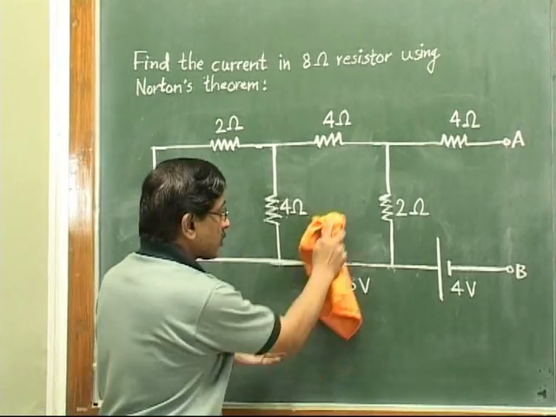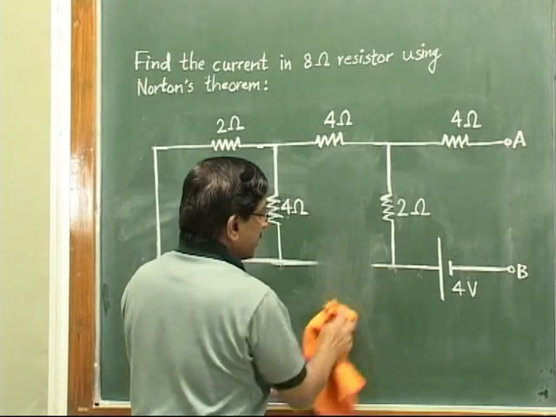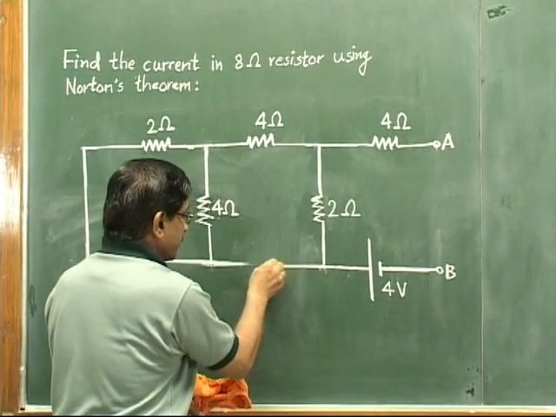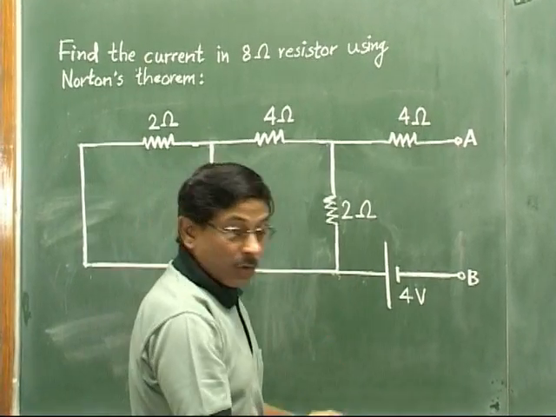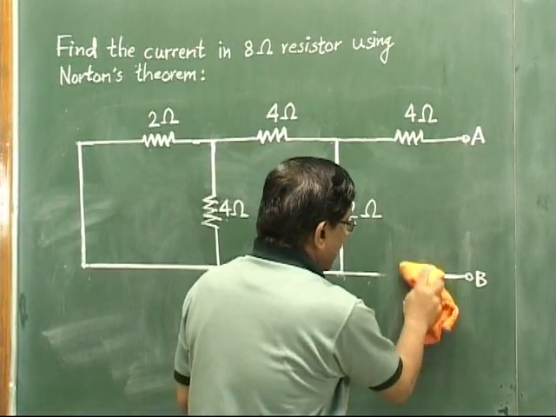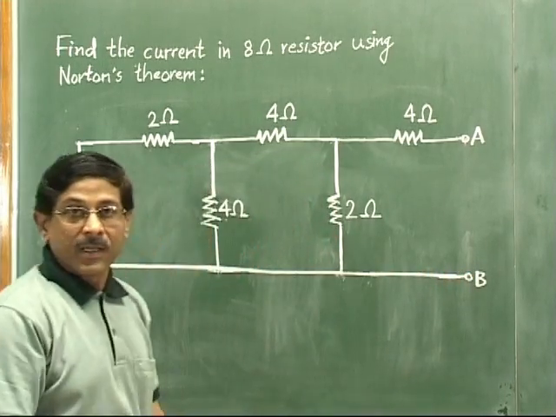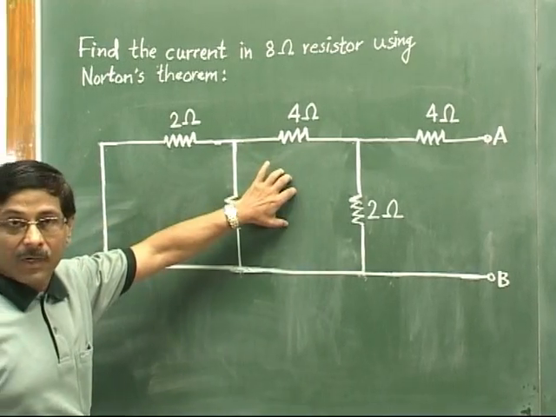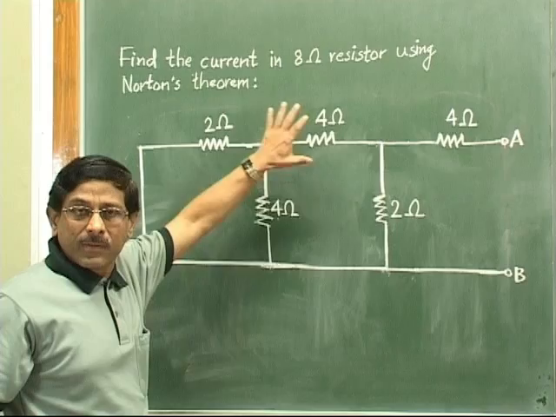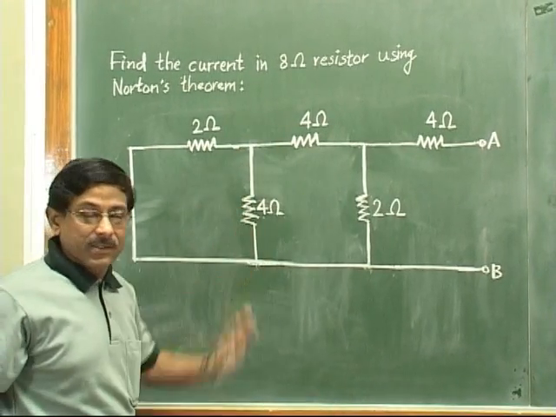This 8 volt source also, since it is ideal, will be a short circuit. And the 4 volt source is also ideal, so a short circuit here. So this circuit we have to consider. Now see the circuit, the remaining circuit will be just composed of the passive elements. Here they are all the resistances.